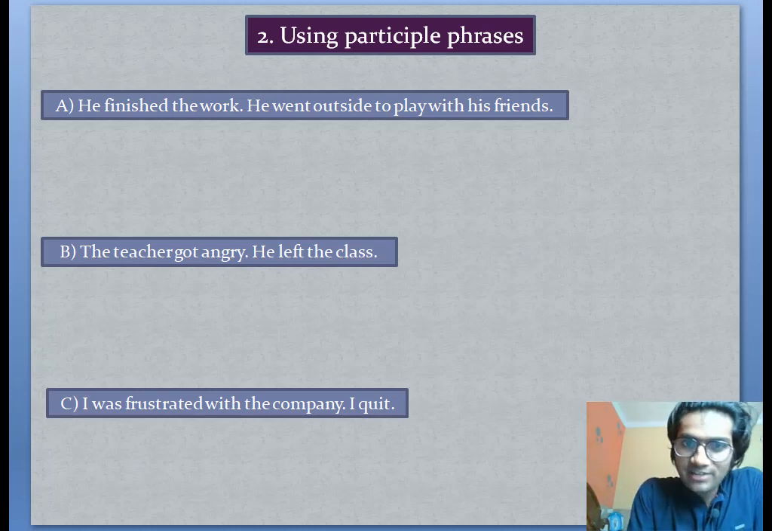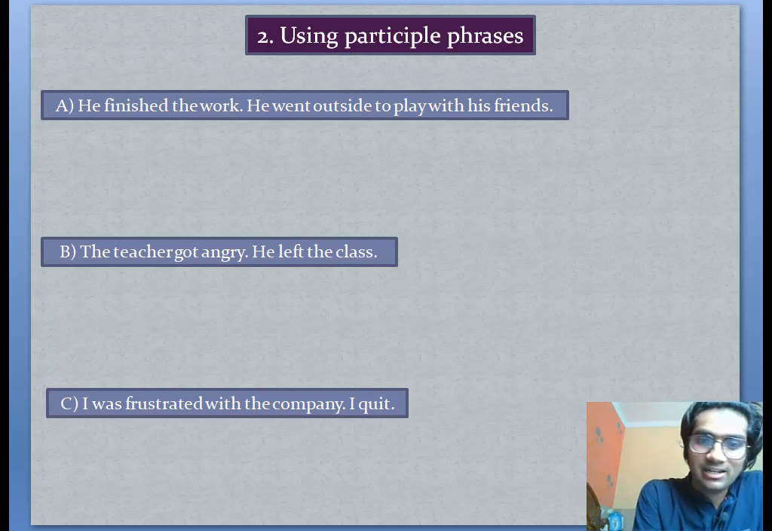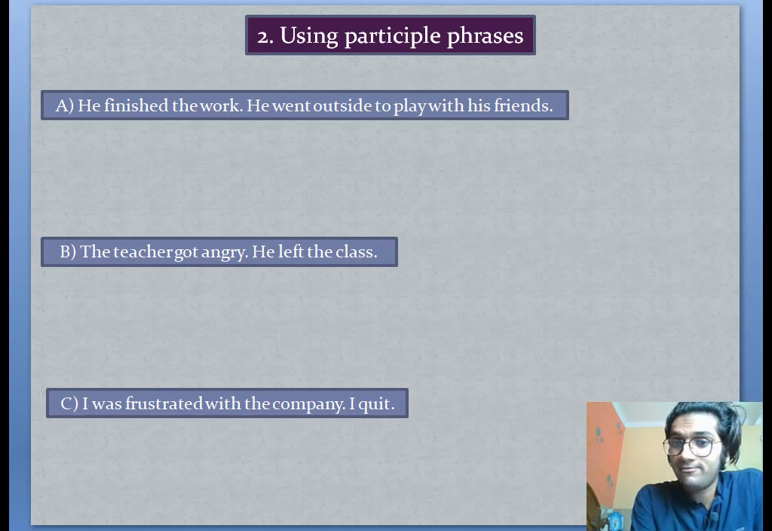Look at the examples. He finished the work. He went outside to play with his friends. The teacher got angry. He left the class. I was frustrated with the company. I quit. So again, we've got two sentences in each of these examples. Let's change them using participle phrases.